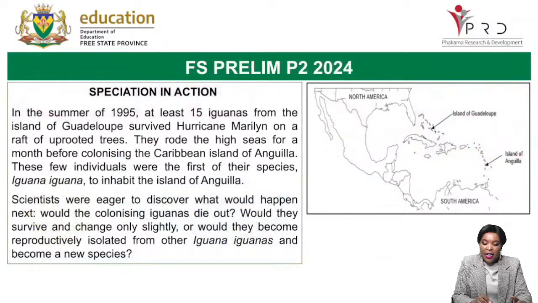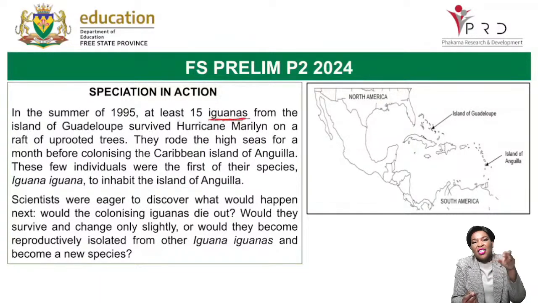In the summer of 1995, at least 15 iguanas. Some of you don't even know what an iguana is. This is the first time you are coming across this word in an exam. It does not matter. Understand the context. Understand the story behind what these iguanas are doing. You can form your own image of what an iguana is. However, an iguana is the reptile that looks like a lizard, but of a different sort.